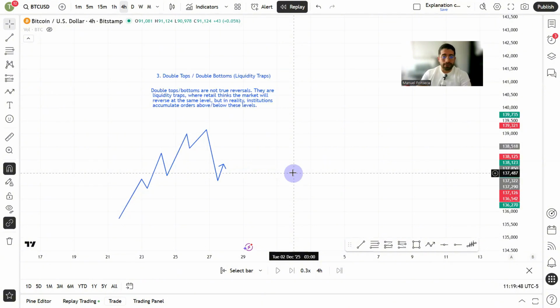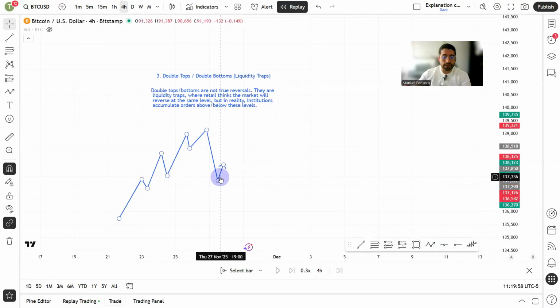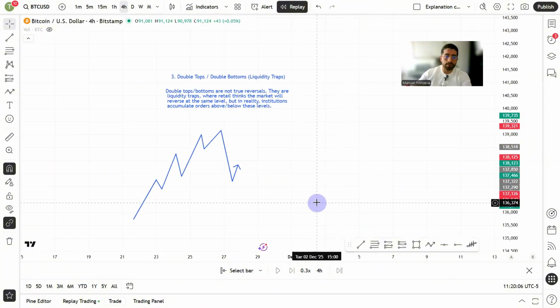Probably we can have as a reference point, for example, this bottom here is from a Friday, and this bottom is reacting on a Wednesday. So they are farther in distance, let's say. Perfect. But let's go to the definition of a double top or double bottom. Double tops and bottoms are not true reversals. They are liquidity traps where retail traders think the market will reverse at the same level. But in reality, institutions accumulate orders above or below these levels.